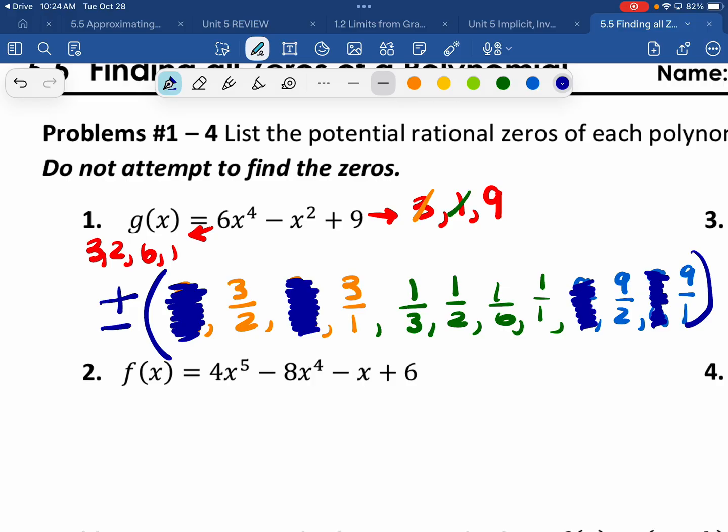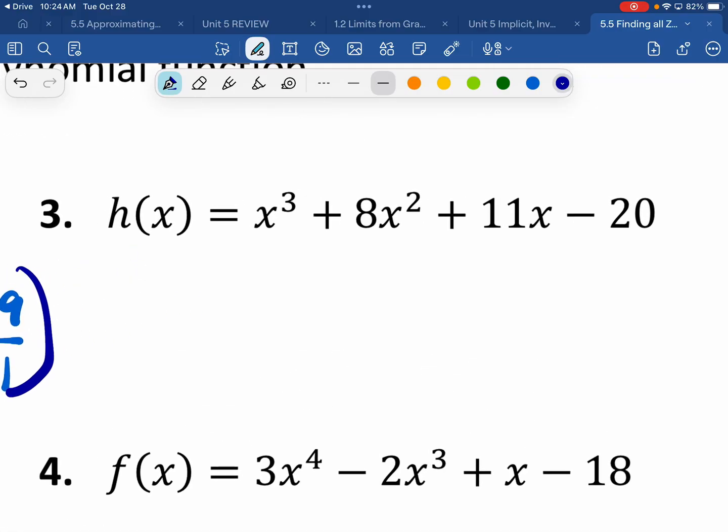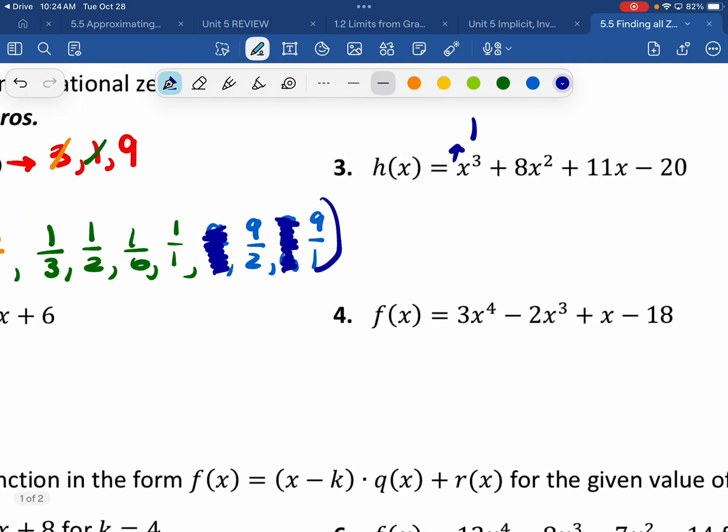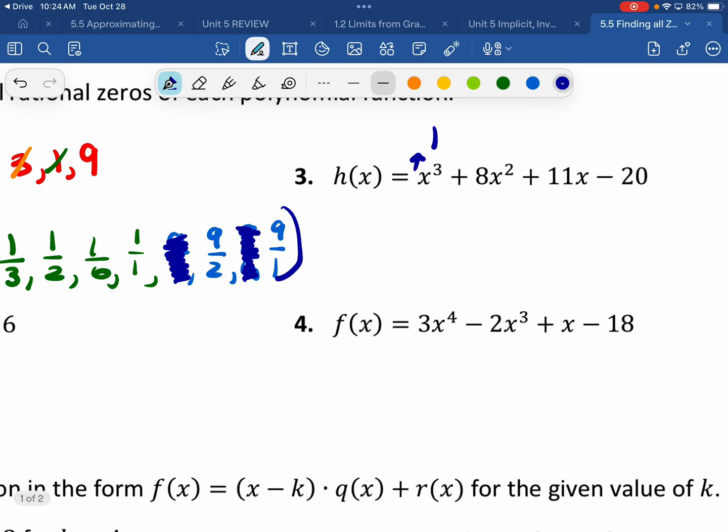Wait, on 3, would it just be 1? Yes, so on 3, this factor is just 1, which is always nice. Do we have to incorporate the negative? No. Good question, because the plus minus takes care of the negative sign.